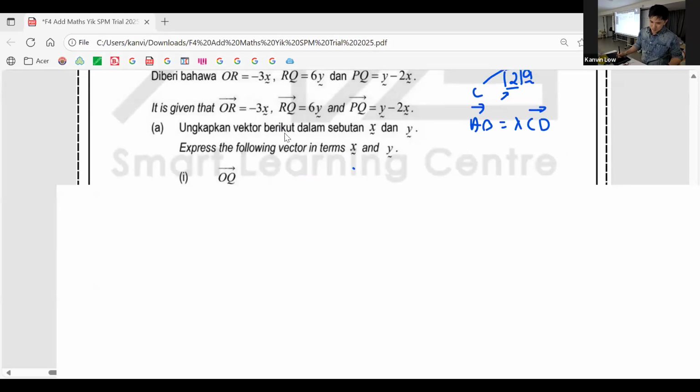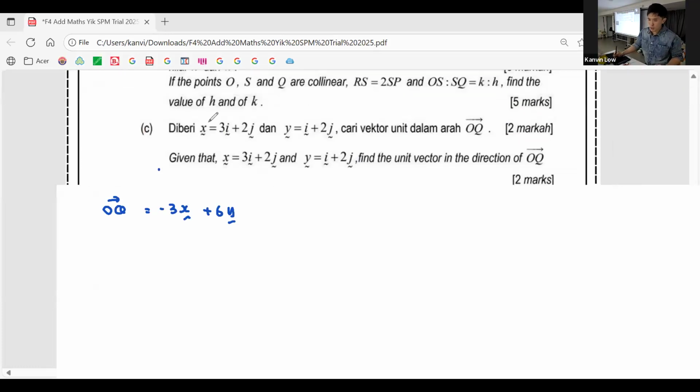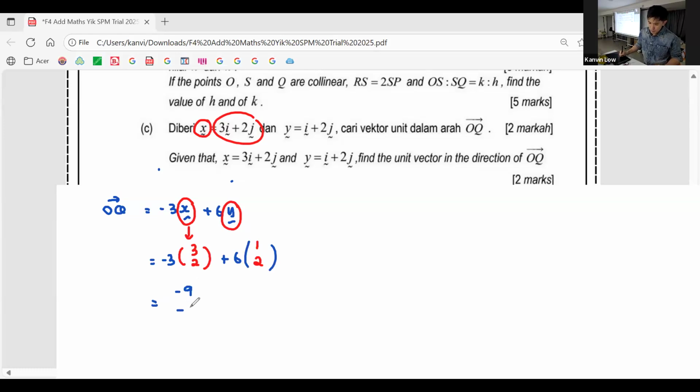Okay, first of all, students, OQ is actually negative 3x plus 6y, right? This is pretty simple. X is this, so you can convert the x to 3, 2, and you can convert the y to 1, 2. Then the rest you just copy paste. So OQ will be equal to negative 9, negative 6, plus 6 and 12. When you multiply, please multiply up and down.